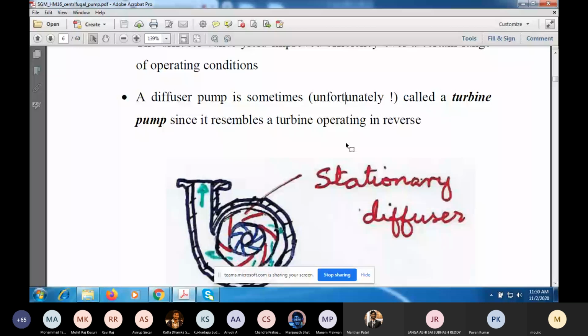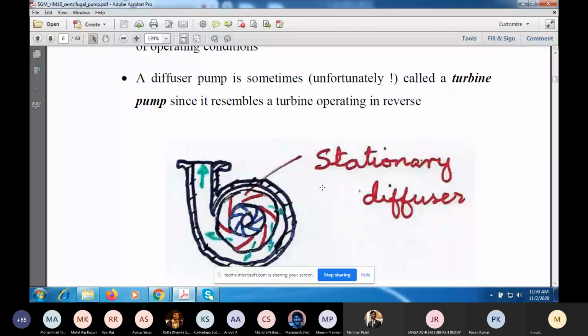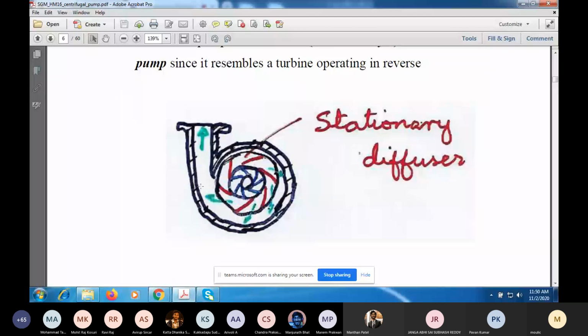But because this is like a turbine in reverse, it is sometimes called a turbine pump. Later on we'll look at a Francis turbine, and the figure will be similar, only the direction of flow will be reversed. The fluid will enter, in the case of the Francis turbine, through this and will move through this volute into the stationary vanes and into this impeller.